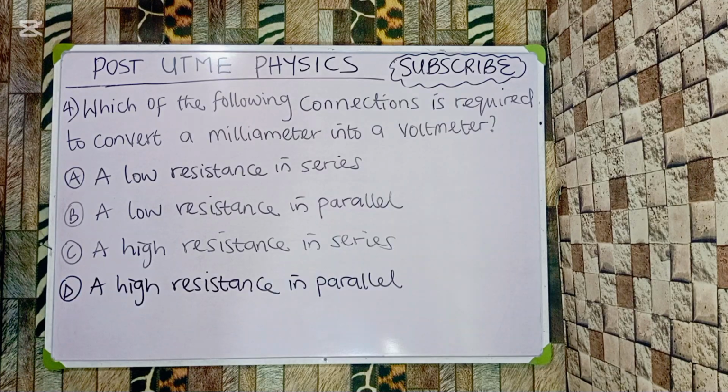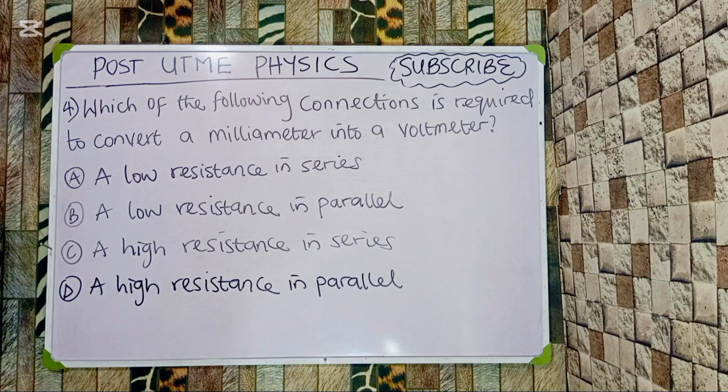Question 4. Which of the following connections is required to convert a milliammeter into a voltmeter? Option A, a low resistance in series. Option B, a low resistance in parallel. Option C, a high resistance in series. Option D, a high resistance in parallel.